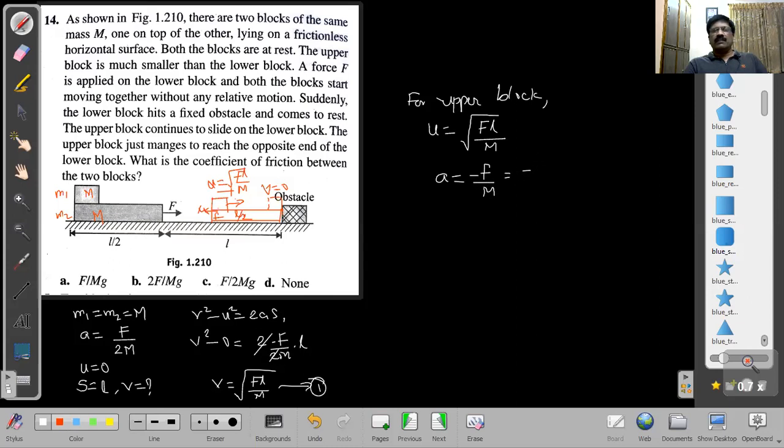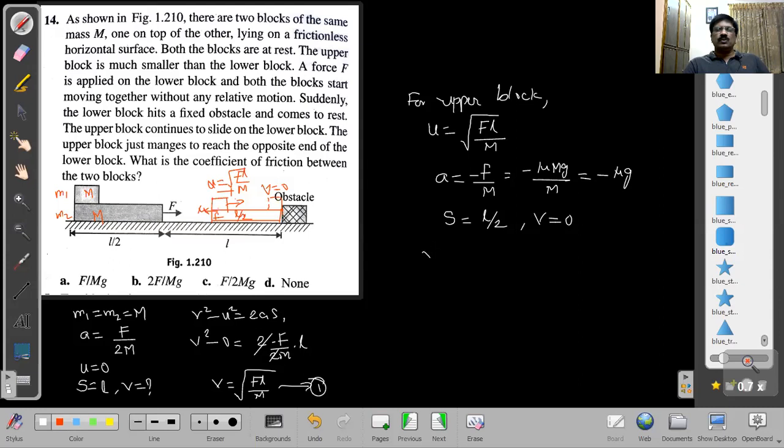So that is equal to minus F by M. As the upper block is on the horizontal surface of the lower block, the normal reaction is equal to mg only. That's why minus mu into normal reaction mg by m, that is equal to minus mu into g. After travelling a distance on the lower plank equal to L by 2, the upper block comes to rest at the other end of the lower block. The velocity becomes 0 because the block just managed to reach the other end.